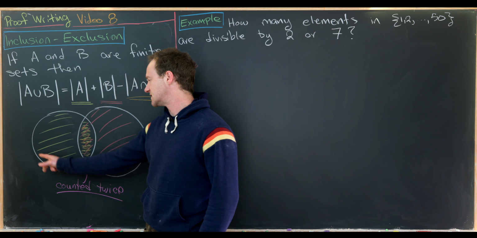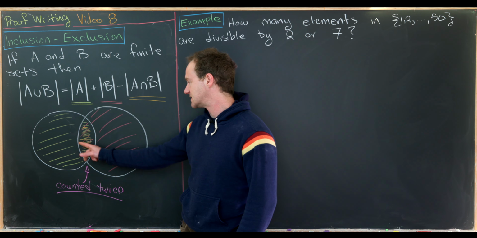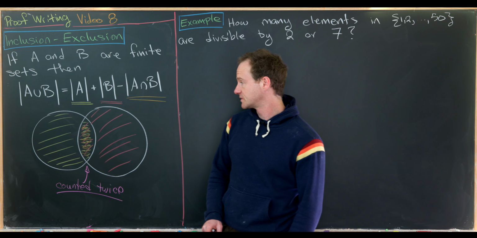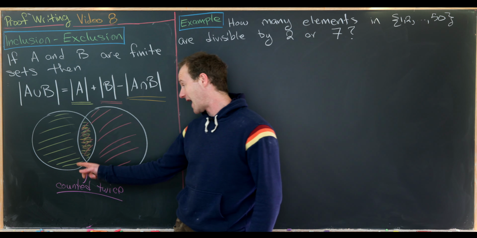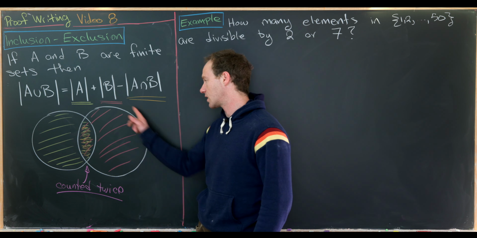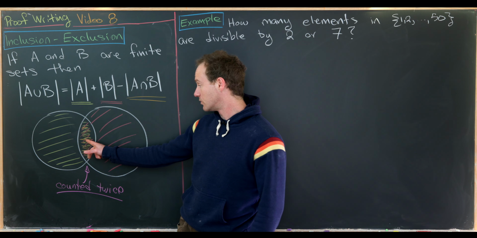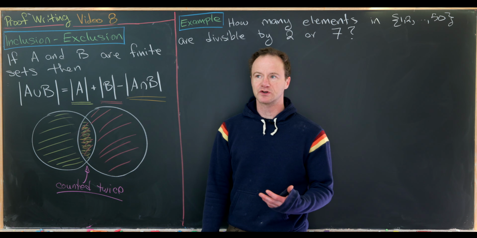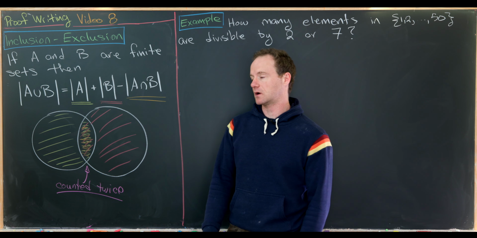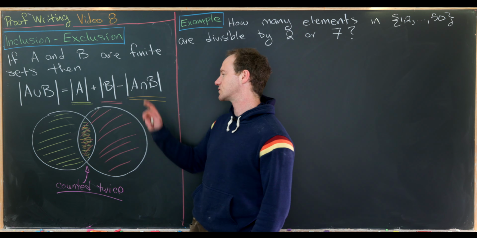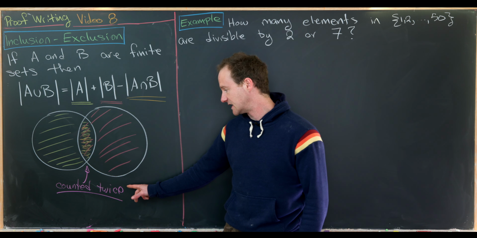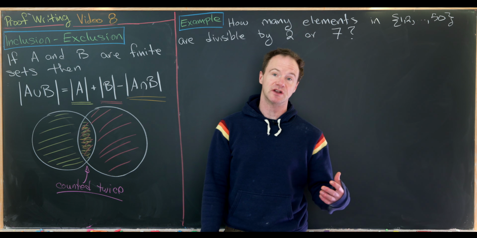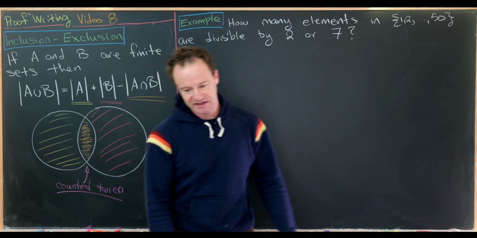So if we've got A as this yellow set, B as this red set, then the intersection is in here, shaded in orange. And notice if we were to add the cardinality of A and the cardinality of B, we would double count the cardinality of the intersection. And so in order to only single count it, we need to subtract one copy off. Like I said, it's counted twice, but if we want to only count it once, that's why we have this subtraction of the cardinality of A intersect B there.